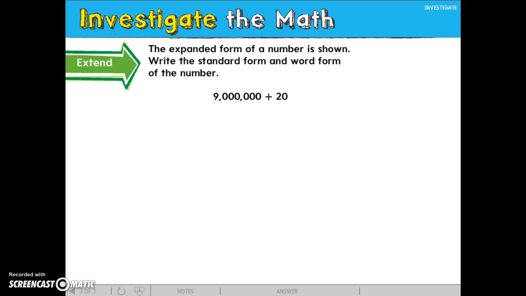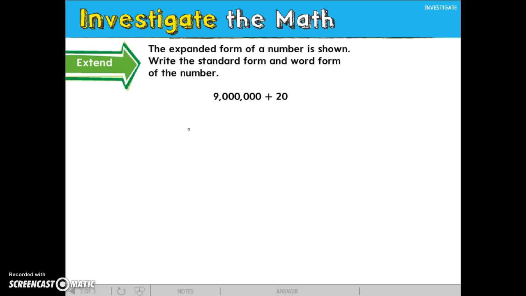So the expanded form of a number is shown below. Write the standard form and word form of the number. For some of you, this might be the first time you have been exposed to the word standard. Standard means the regular, the normal thing that you would do. Normally, whenever I'm writing out a number, I don't write it out as an addition problem. I will write it out like a regular number, how I'll see it.